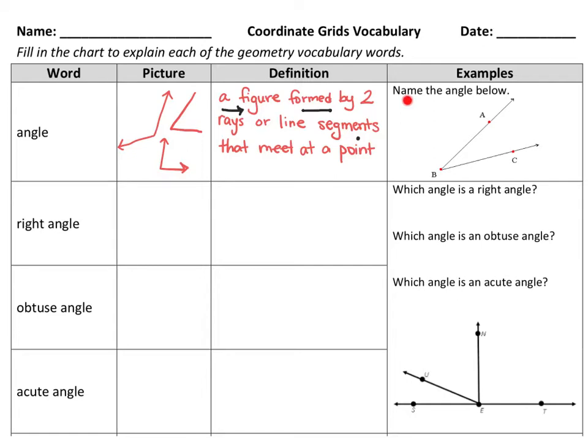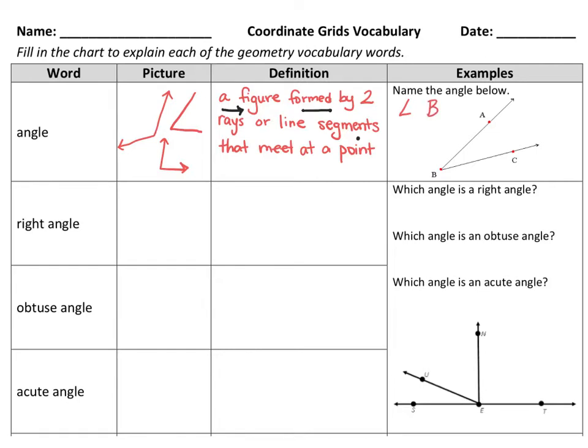Alright, example. Name the angle below. So, we should know that when we name an angle, the point where both rays or line segments meet has to be in the middle when we name the angle. The sign that we make when we do an angle looks like a little angle, like that. And on this angle, B has to be in the middle.